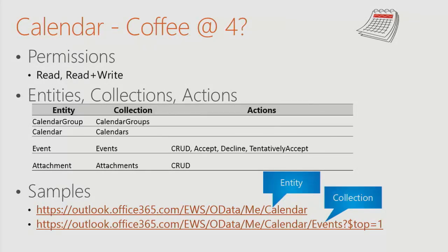Now here below, I have a couple of samples that give you an idea of how simple the URL structure is to use. And it's very intuitive, right? So if you just go to the root and say me, and say I want to view my calendar, you will see all the calendar properties. Further, if you say, OK, I want to see all the events within this calendar, you go /events, and you can see all the events under the calendar.